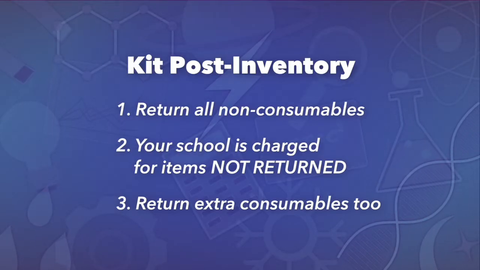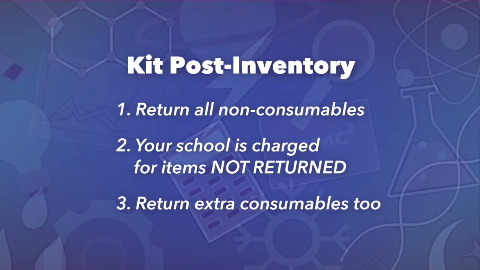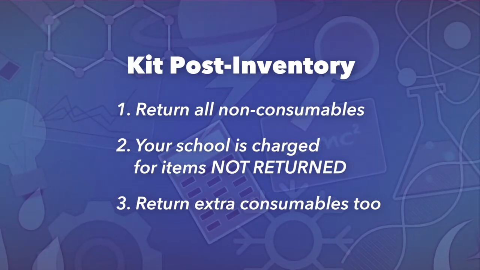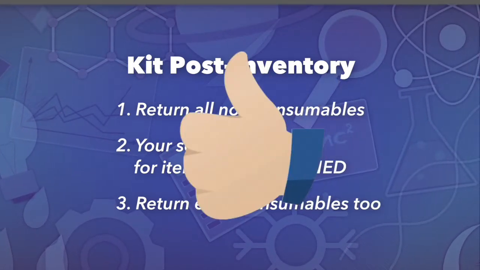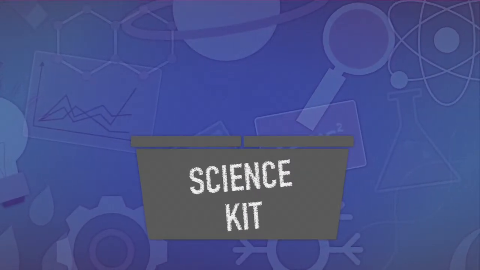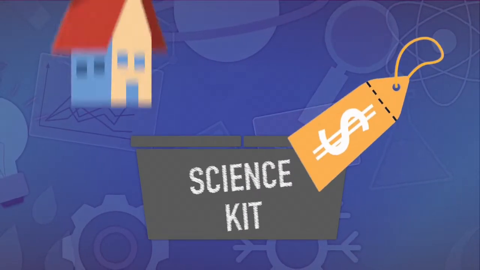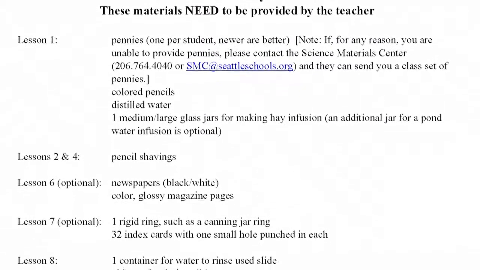If something major is missing, you'll be called to see if you can find it, and if not, your school may be charged. And remember, you can return any extra consumable items too. While the kit contains many of the supplies for the lessons, there will be some materials you may need to purchase or bring from home. You will find in the IG a list with what is needed for the unit.